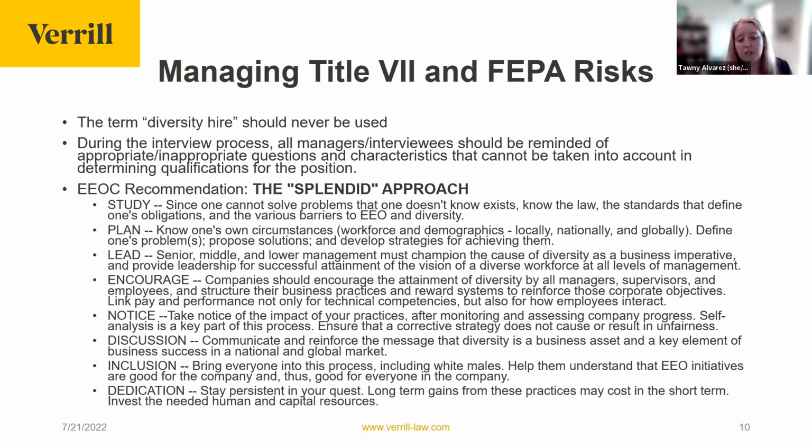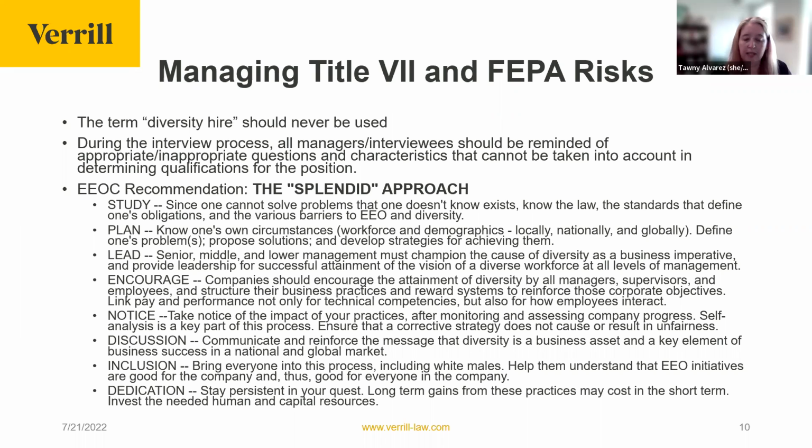Additionally, the EEOC has come out with some really helpful information, which, not to knock the EEOC, but I think in the past we've seen some stuff that is very, very broad and not super helpful with specific ways that can be helpful in achieving diversity. And lately there's been some really good postings. So I do always recommend use of that government site for resources. The EEOC recommends what's known as the SPLENDID approach. And SPLENDID is an acronym for study, plan, lead, encourage, notice, discussion, inclusion, and dedication.